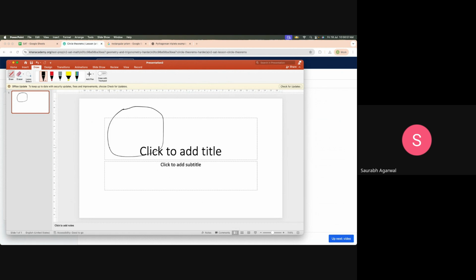If I have this point, and if I draw an angle from these two points, assume that it is lying on the circle only, those two angles are going to be similar. Okay, there is another circle.